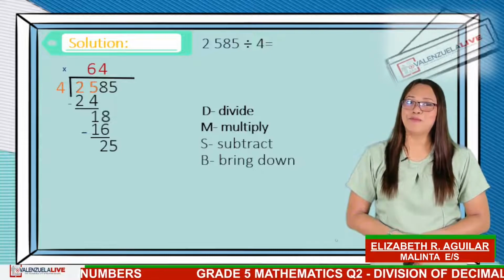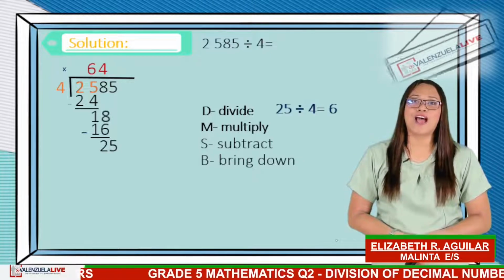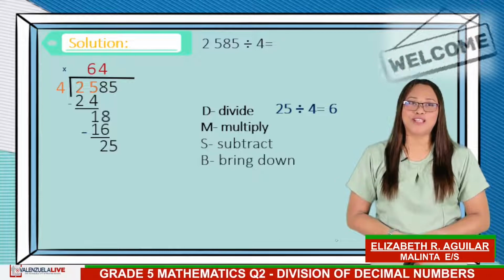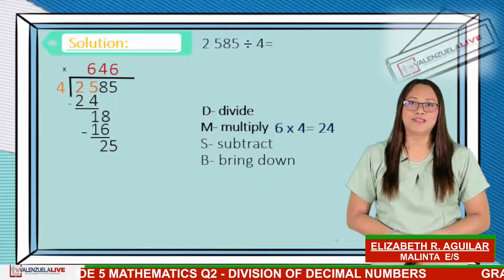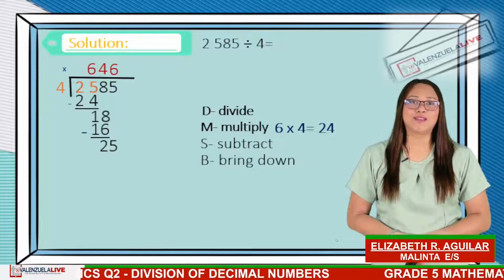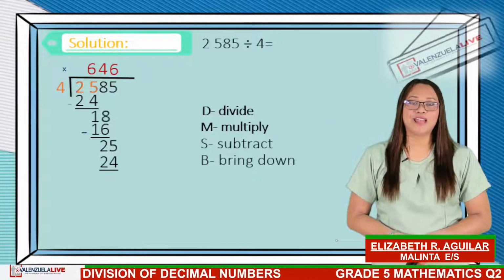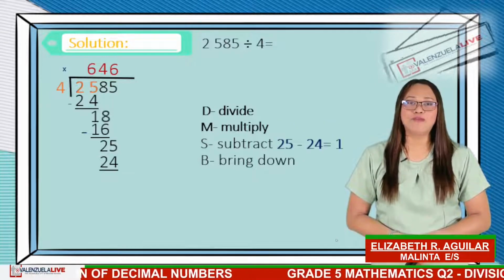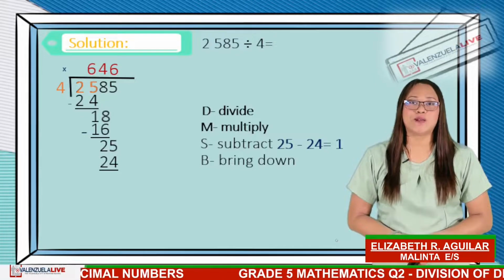Again, let's repeat the process. We have here 25 divided by 4 is equal to 6. Then 6 times 4 is equal to 24. Then let's subtract. 25 minus 24 is equal to 1.